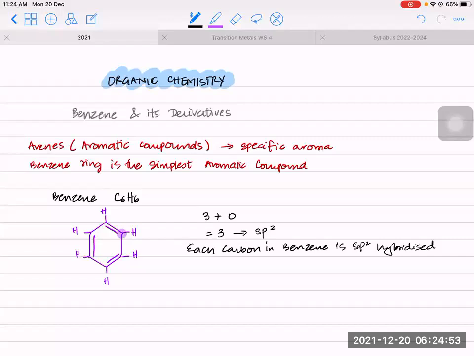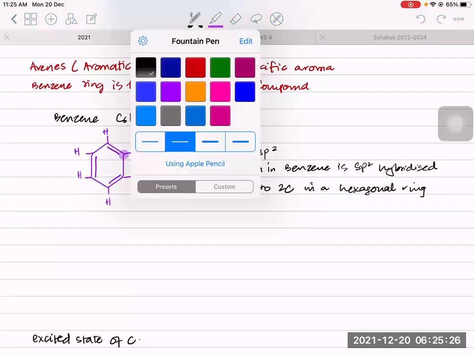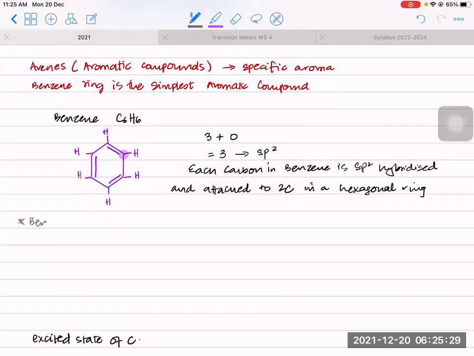Why? Because you can see the hybridization comes out to be sp2, right? Now each carbon is sp2 hybridized and attached to 2 other carbons in a hexagonal ring. So each carbon has 2 neighboring carbons in the hexagonal ring, as you can see right here. And this right here is your structure of benzene. Now benzene is a liquid at RTP.